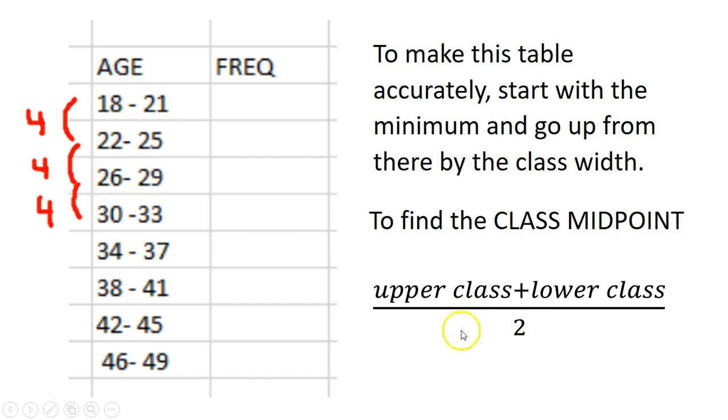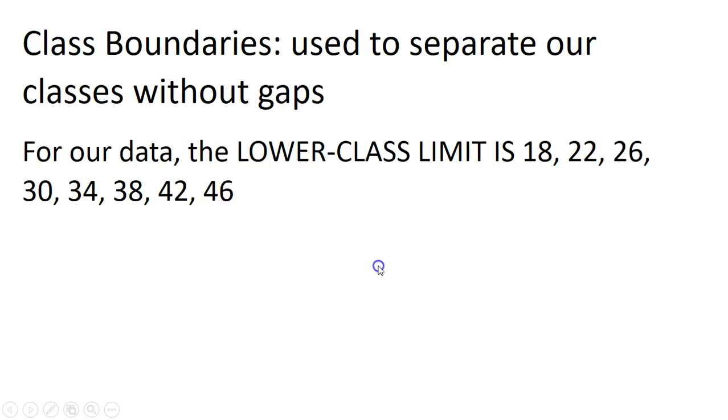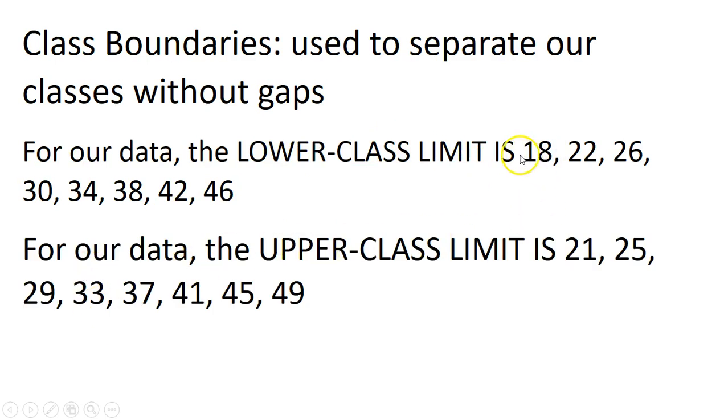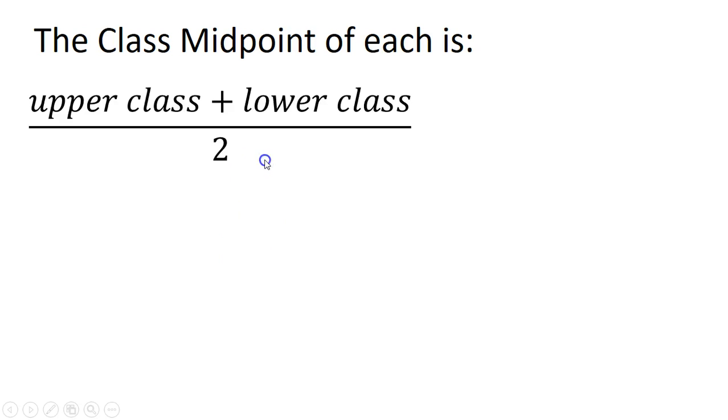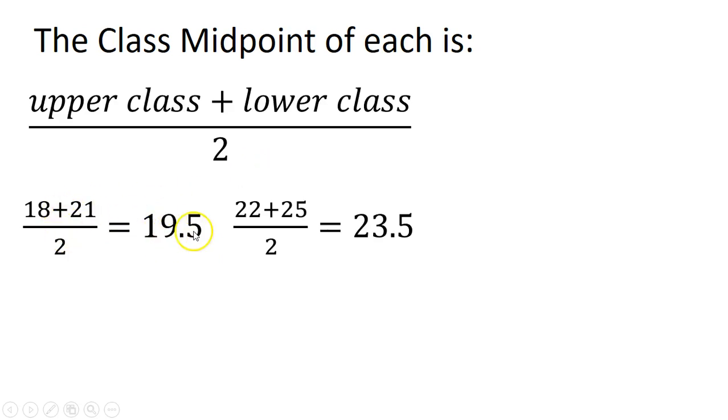What this is saying is to find the class midpoint, you add them up and then divide by 2, and you could literally find the midpoint of them, all right? Lower class limits were this, the upper class limits, right, were this for all of them. Showed you that before. So the class midpoint of each, I just add them up, divide by 2.